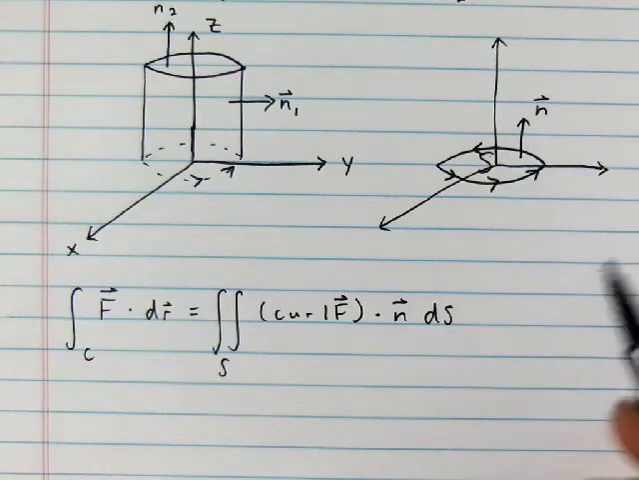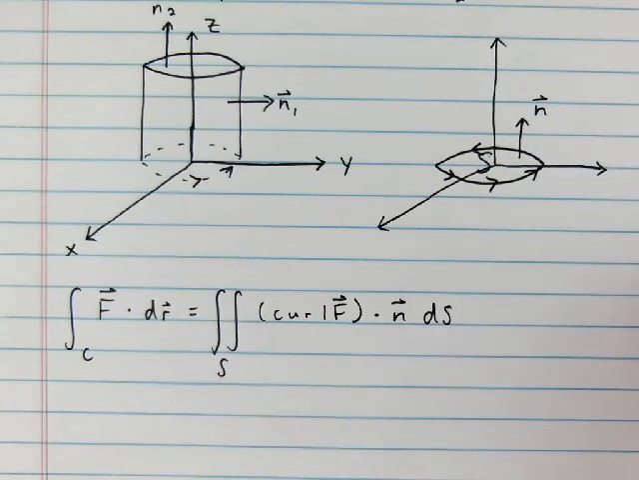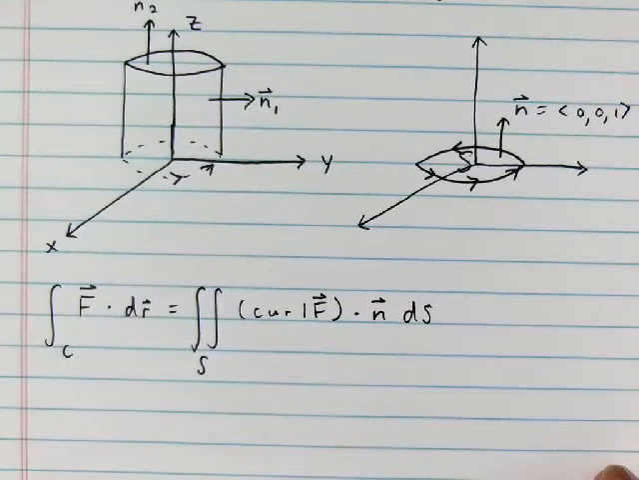So that's why, once I oriented this curve, I had to specify which direction that vector points. So now let's go back up to our picture. What is this vector? The unit normal vector that points in that direction. That would just be 0, 0, 1.